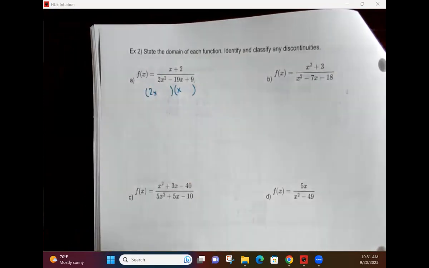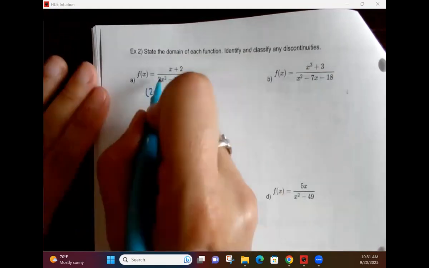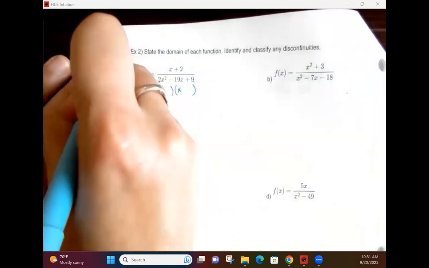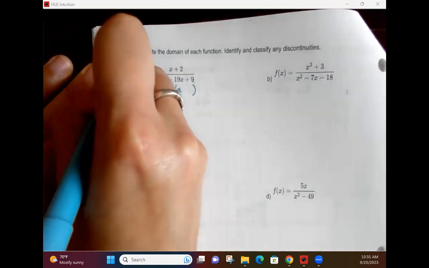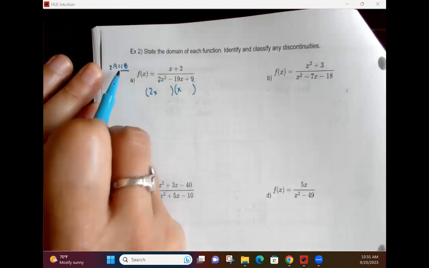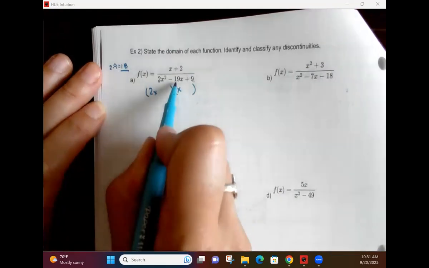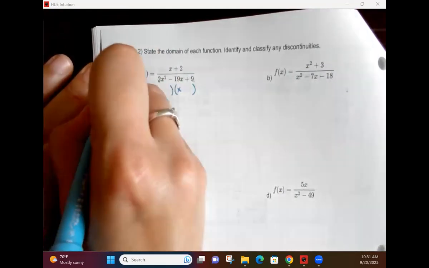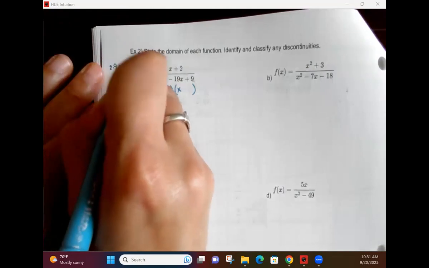If you need a little bit more process and structure, I prefer the AC method. There's the slide method. I'm sure there's other ones too that I haven't taught, but I want you to do whatever makes sense to you. If you're an AC method person, it would be A times C, and then factors of this that add to negative 19. That would be negative 1 times negative 18.